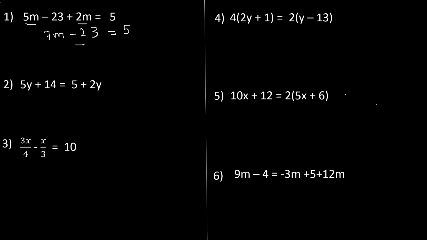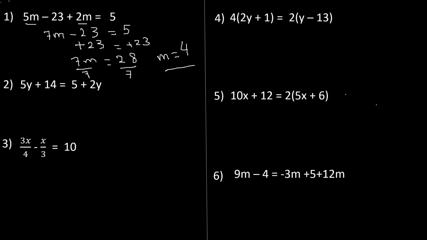And now we need to cancel 23 by adding positive 23 because it's negative 23. Then it will be 7m equals 28. Now over 7, so m will be 28 over 7 equals 4.